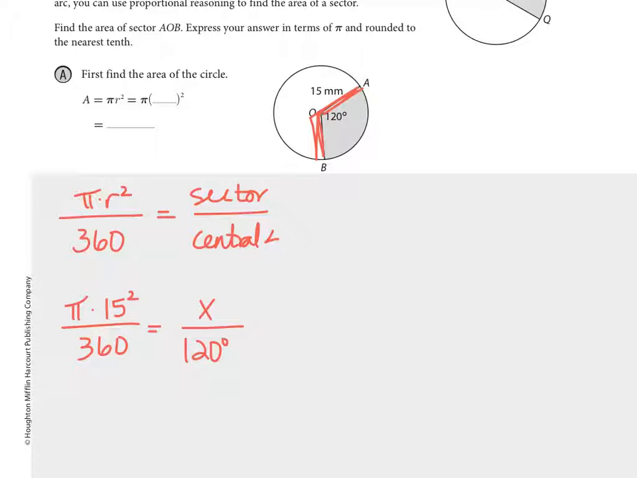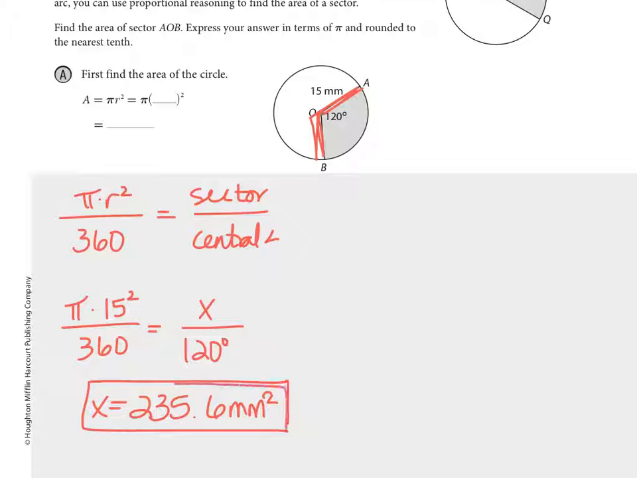You can use your calculator and do that ahead of me. And when I work all that out and cross multiply, I'm getting that x, which is the area of that sector, is 235.6 millimeters squared, to the nearest tenth. So that's one way to think about this, which is to set up a proportion. The other way is to use a pre-designed formula, which is really saying the same thing. All the pre-designed formula does is go ahead and cross multiply and get the sector by itself to begin with.